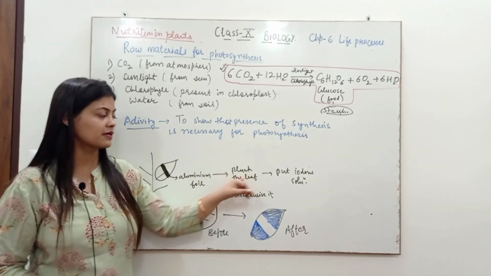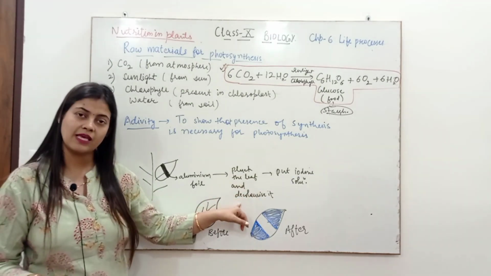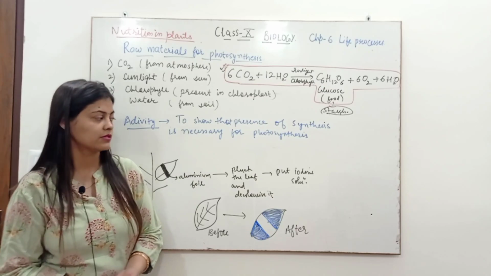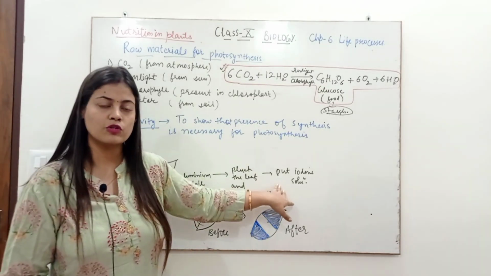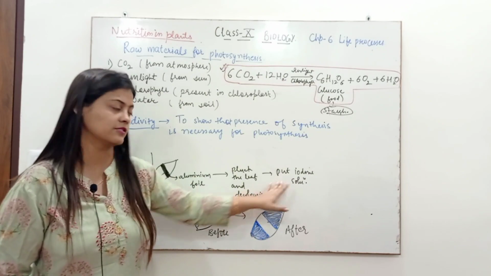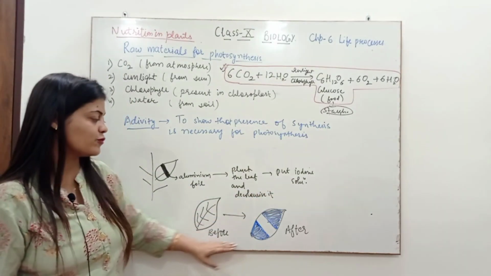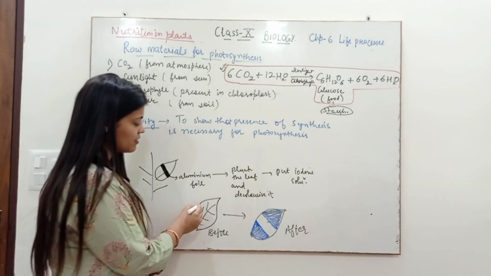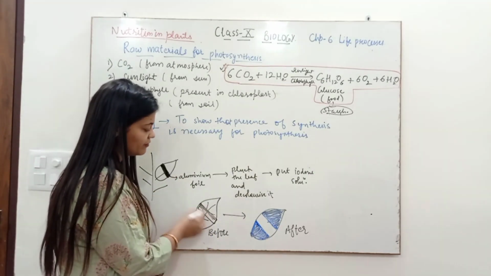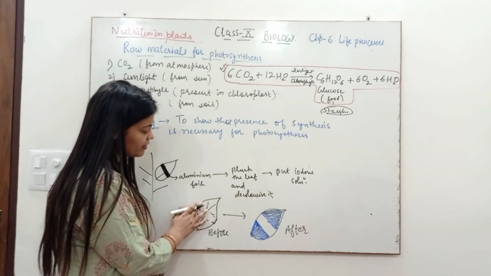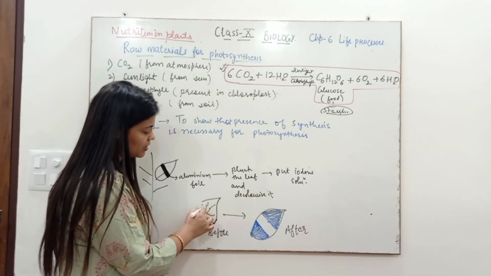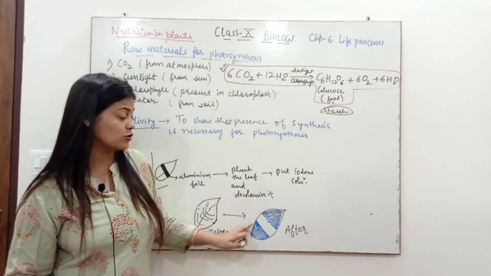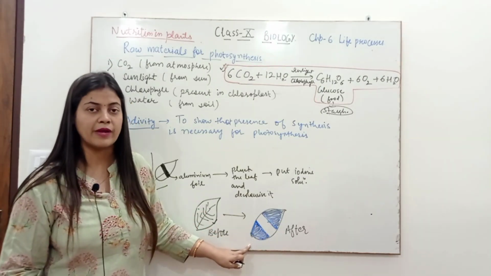After that, pluck the leaf and decolorize it with the same procedure, that is, by heating in the alcohol water bath. Then put iodine solution over the leaf and find the result. This is before and after. This is before, the leaf was covered with the aluminium foil. After you remove it, the color was normal, with no change. After decolorizing it, when you put the iodine solution, you will see this type of pattern.